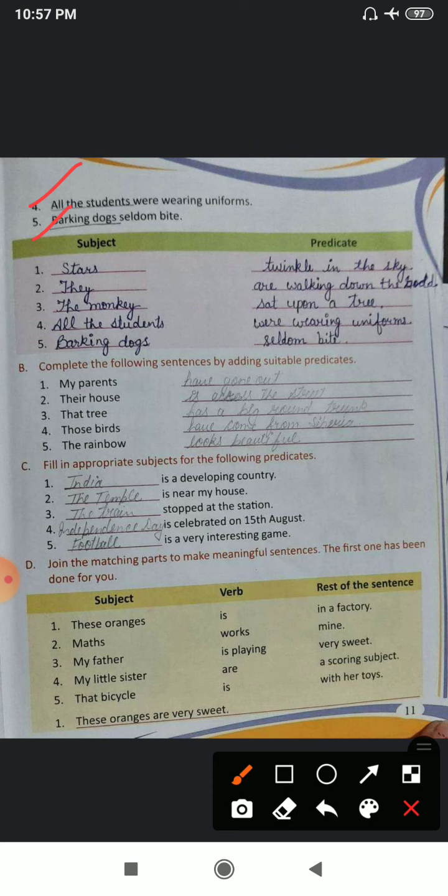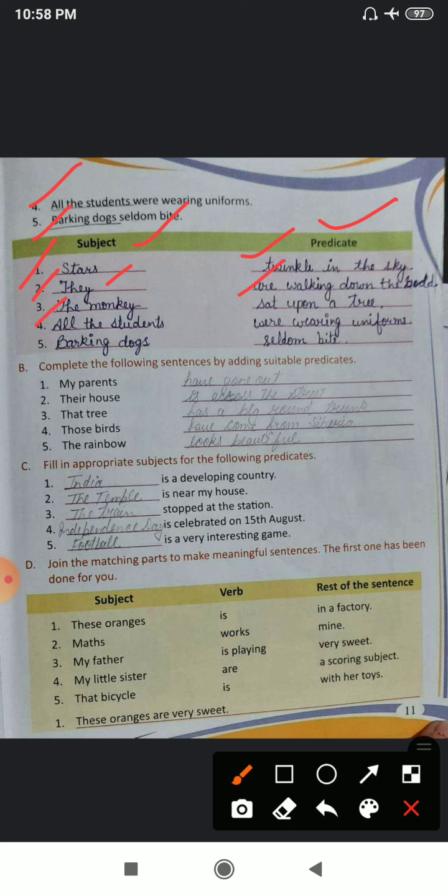As you can see in your book, on the left hand side the subject part is given and on the right hand side the predicate part is given. So we have to find out the subject as well as the predicate. Number 1, stars. Stars is the subject. Twinkle in the sky is the doing part, and it is the predicate. Number 2, they are walking down the road. So they is your subject. Are walking down the road, predicate.